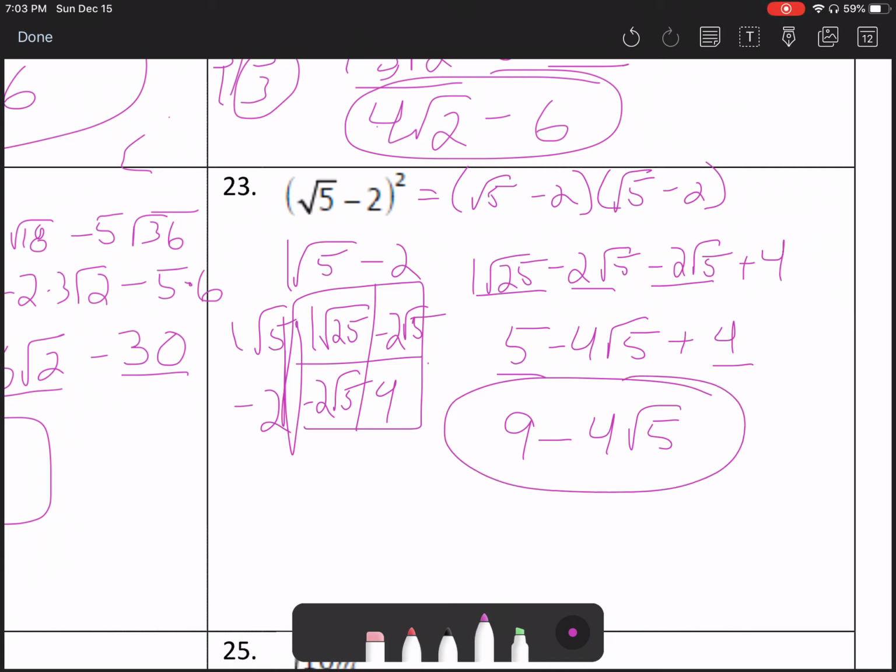So that is addition, subtraction, and multiplication. Division is actually a separate standard.